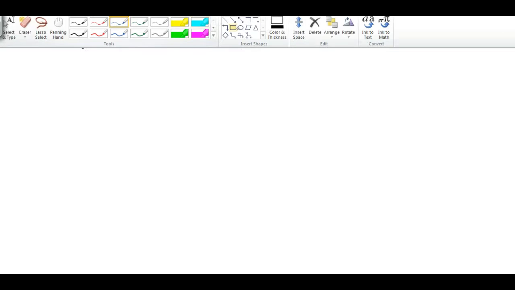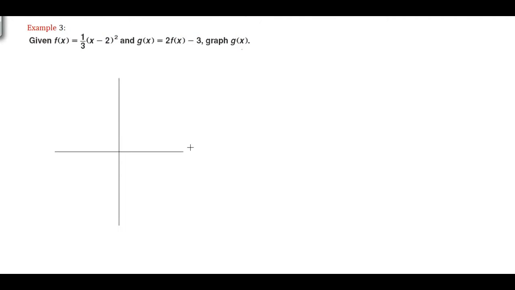You could graph and then move your graph, which I think is a good choice. If you remember all your translations, you're looking at this first function and you're like, all right, it's a parabola. I know it's right 2 units, so right 2. So boom, there it is.